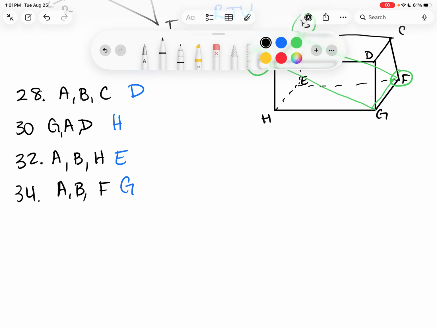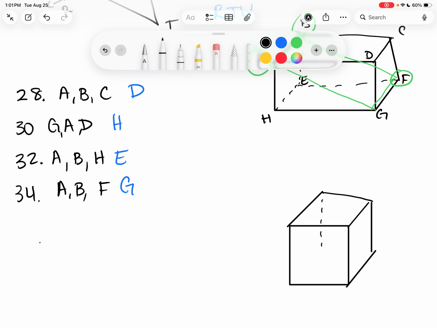36, name all the points that are not coplanar with the given points. So there could be quite a few of these in here. Actually, let me draw the picture first. So I've got a smaller box this time, more of a cube. All right, so this one is K.